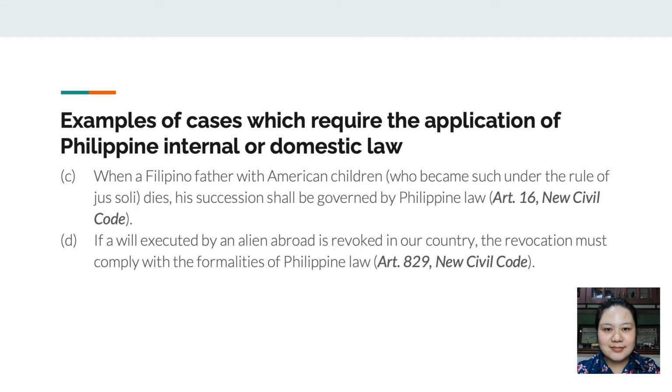c. When a Filipino father with American children who became such under the rule of jus soli dies, his succession shall be governed by Philippine law, also provided for under Article 16 of the new Civil Code. And d. If a will executed by an alien abroad is revoked in our country, the revocation must comply with the formalities of Philippine law, as provided for under Article 829 of the new Civil Code.